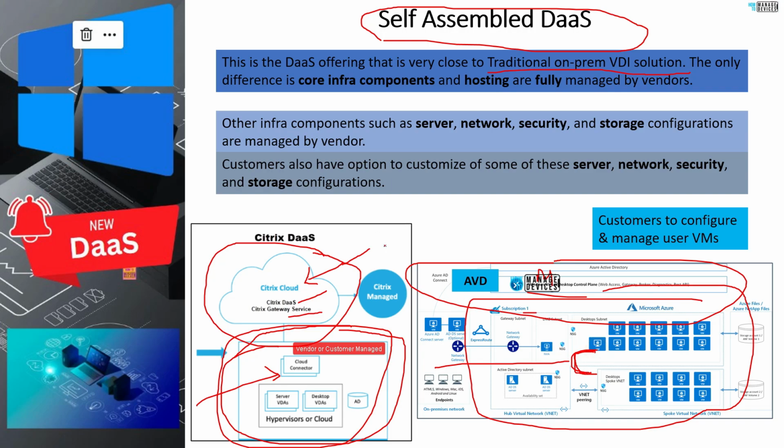Okay, now let's understand what is self-assembled DaaS. You have seen the examples. Citrix Cloud and AVD, both of these solutions are self-assembled DaaS. As I mentioned, it is very close to the traditional on-prem VDI solution. The only difference is that core infra components and hosting are fully managed by the vendor. Core infra components are the control plane and then the gateway, etc. So those things are entirely managed by the vendor. In this case, it is Microsoft, and in this scenario, it is Citrix. Hosting is also provided by the vendor.